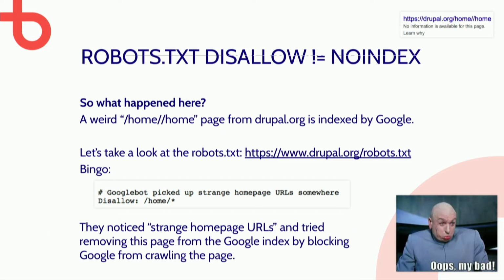The solution here is to remove the rule from the robots.txt and just set the page to noindex with a meta tag. It's as simple as that. But that's the difference between a robots.txt and a noindex meta tag. One is for crawling and the other one is for indexing.